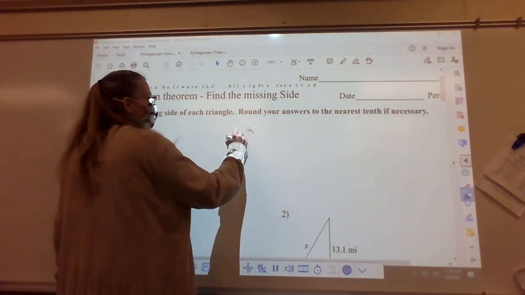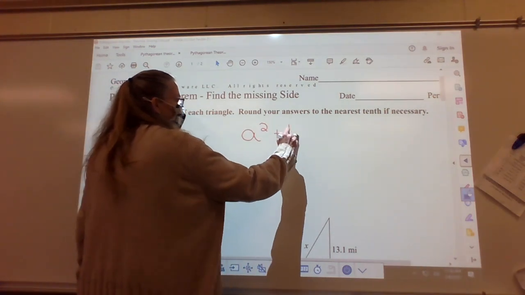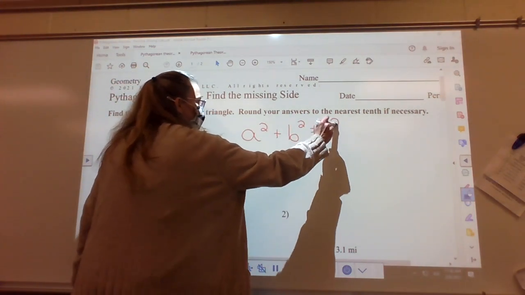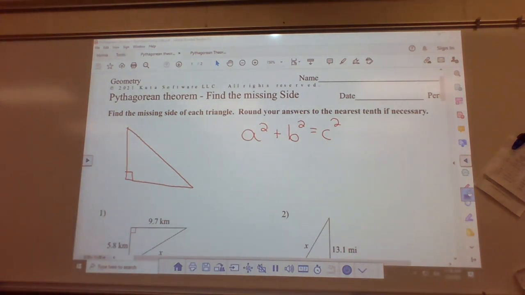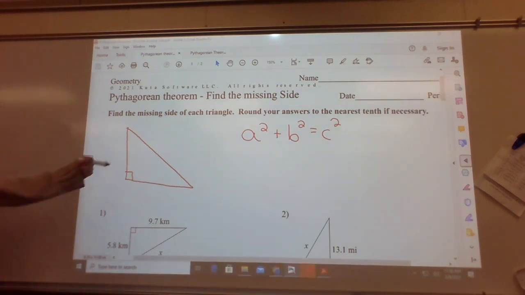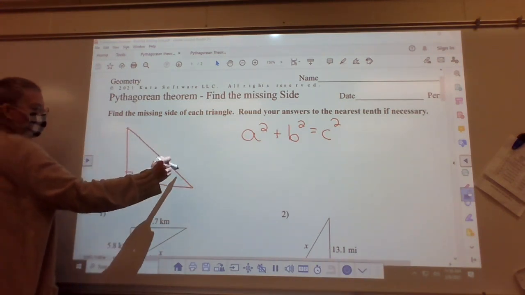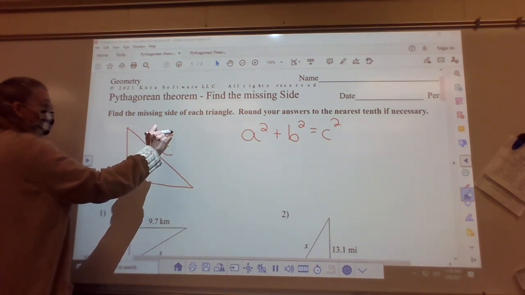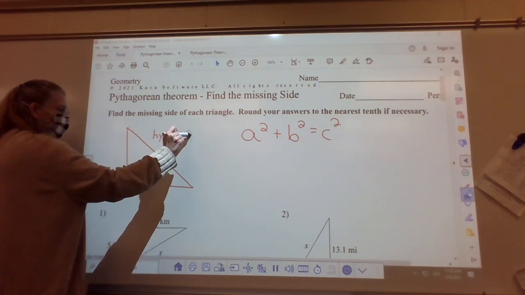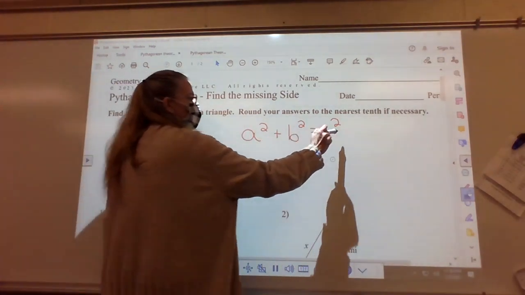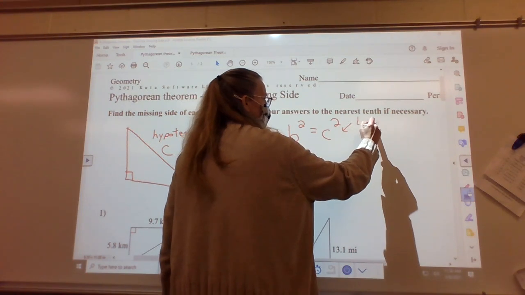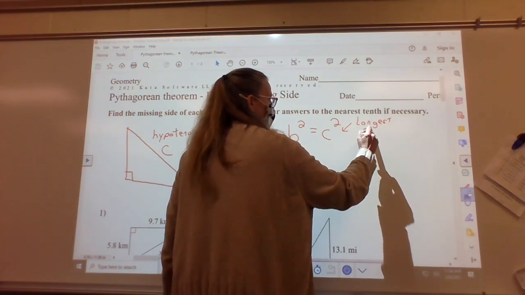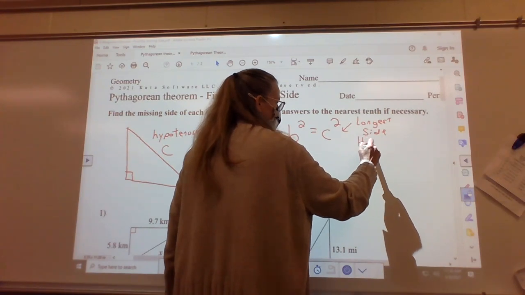The formula: a squared plus b squared equals c squared. That's my formula, but we have to figure out how it applies to the triangle I drew. Anytime we have a right triangle, the C is always the longest side. So the C is going to be this side, which is known as the hypotenuse. This C is always going to be the longest side.